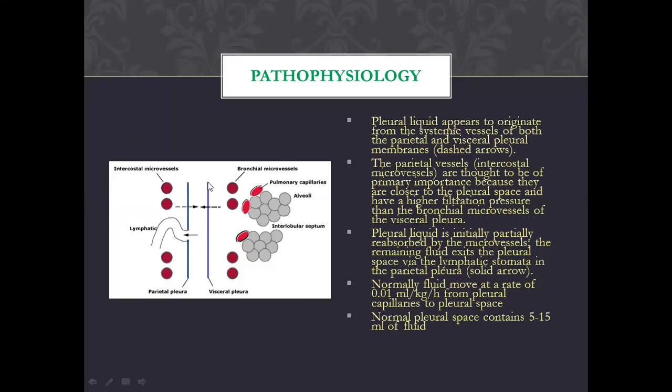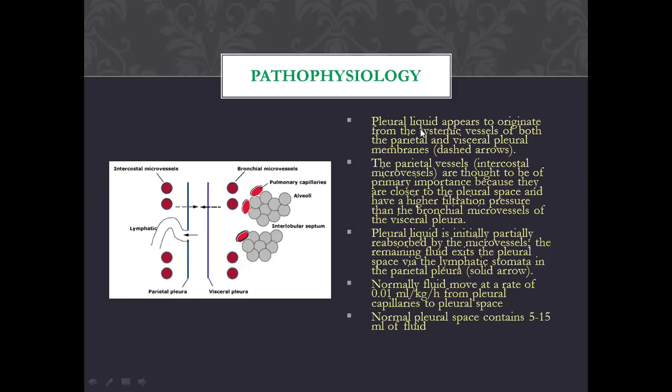This is the visceral part of the pleura, and this one is the parietal part. And from here, the lymphatic drainage occurs. And these are the parietal vessels, and these are the pulmonic vessels. This shows the parenchyma of the lungs.